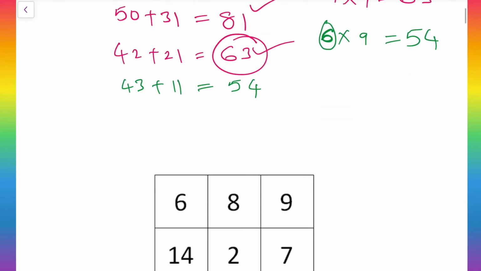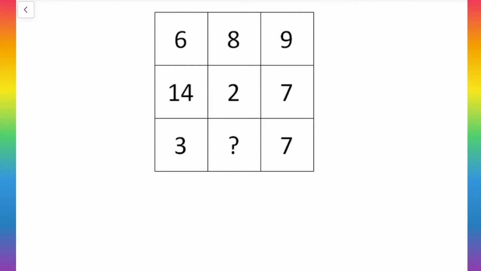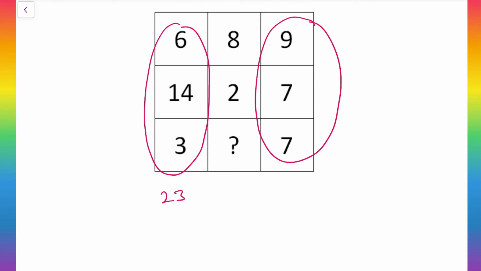Okay, let's move to the next question. Here the question is 6, 8, 9, 14, 2, 7, 3, question mark and 7. First logic, I will go with the addition of column numbers and the addition of row numbers. First I am adding the first column numbers: 14 plus 6 is 20, 20 plus 3 is 23. The third column also I am adding: 9 plus 7 is 16, 16 plus 7 is 23. Yes, of course, the addition of the numbers in the columns is the same.